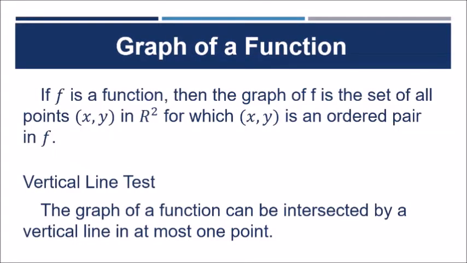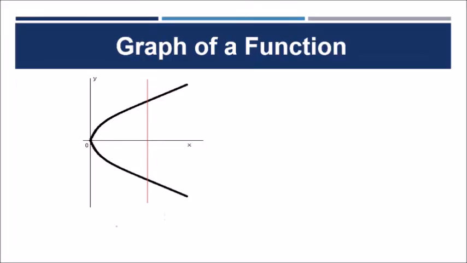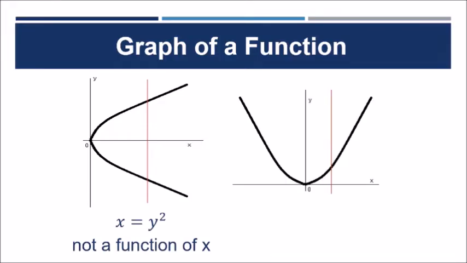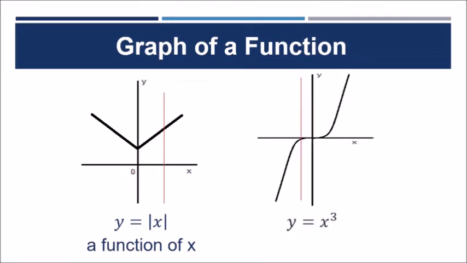We can check if a graph is a function by using the vertical line test. The graph of a function can be intersected by a vertical line in at most one point. So having a parabola that opens to the right with x equals y squared, the vertical line intersects the graph at 2 points, so it is not a function of x. Another parabola that opens upward, which is y equals x squared, is a function of x, for the vertical line intersects it at 1 point. And then we have y equals the absolute value of x, which is a function of x. And another graph, y equals x cubed, is another function of x.